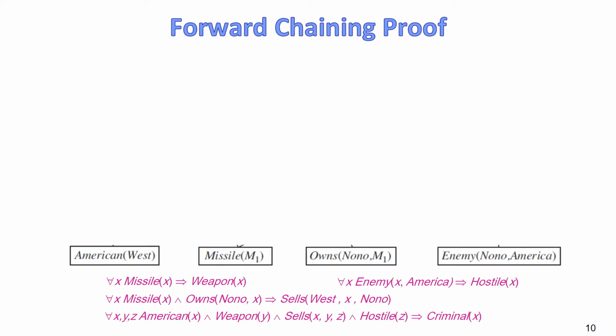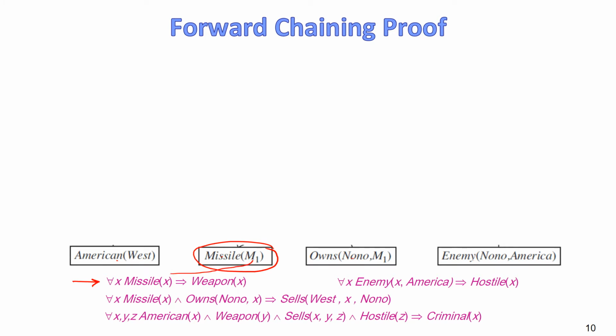Here we will apply the generalized modus ponens. Now, to apply generalized modus ponens, we have to unify the premises. So for every ground fact here, we'll try to unify it with one premise of an implication statement. For example, this one can be unified with the condition of this rule, with the substitution x substituted by m1.